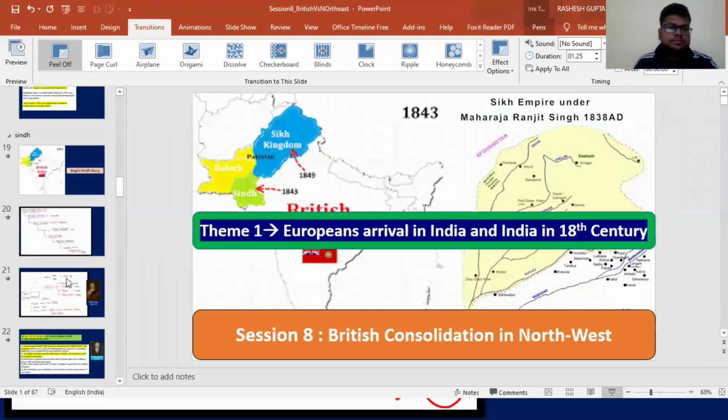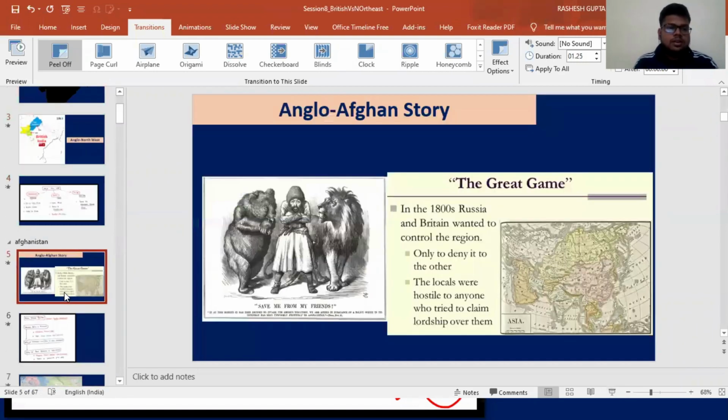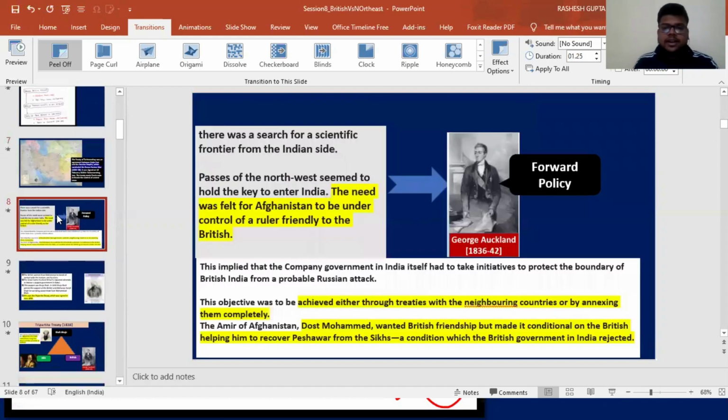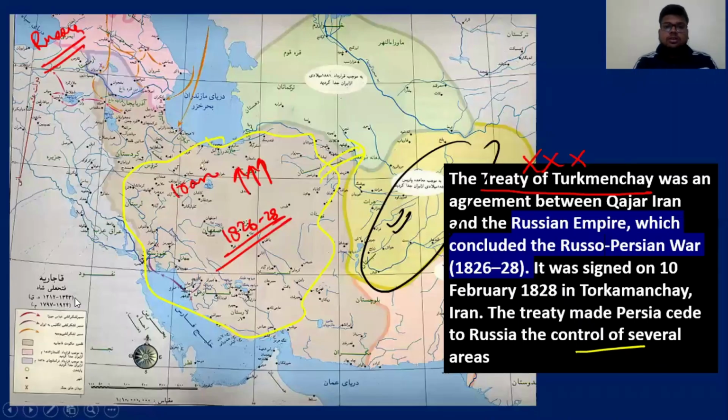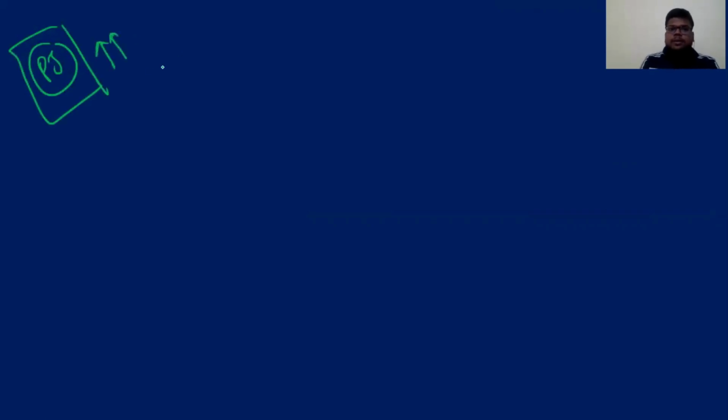Just 1 minute. So at that time, Punjab was also expanding. We will see at the fag end of our discussion. Punjab was also expanding, but because there was Ranjit Singh, Ranjit Singh had made a lot of gains in the Punjab region.